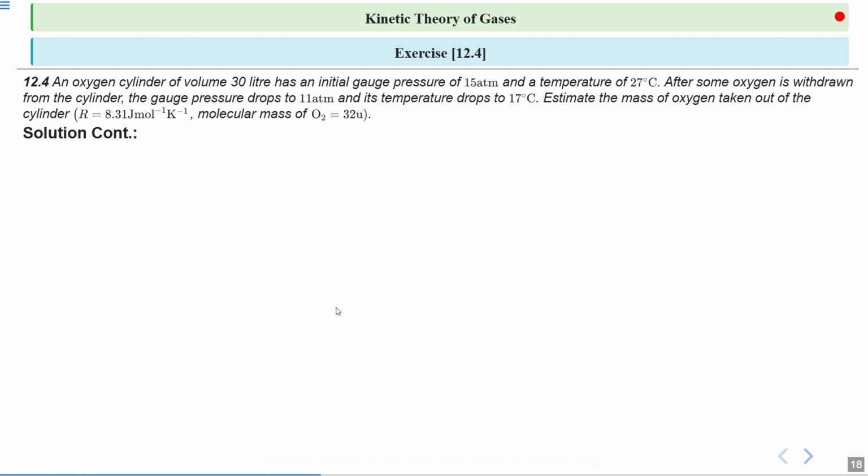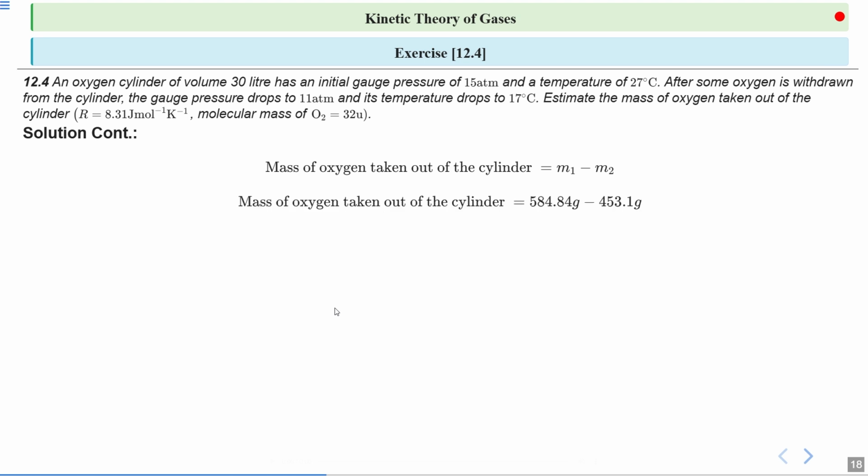So mass of oxygen taken out of the cylinder is equal to M1 minus M2, which is 584.84 gram minus 453.1 gram. So the mass of the oxygen taken out of the cylinder is equal to 131.74 gram, by subtracting the final mass from the initial mass.